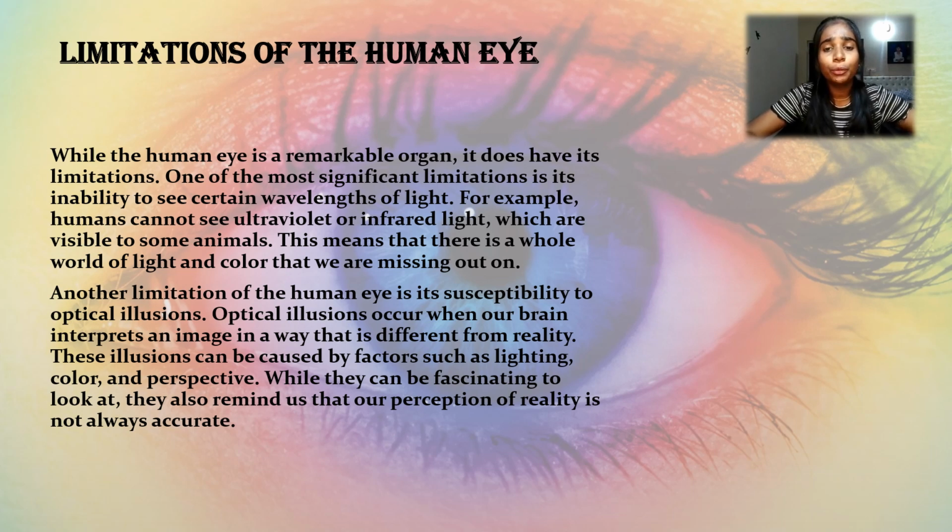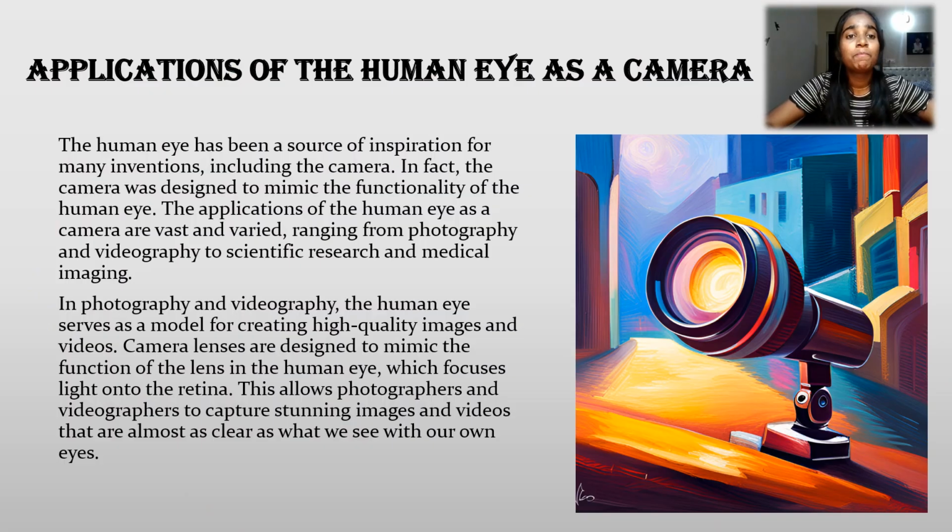Another limitation of the human eye is its susceptibility to optical illusions. Optical illusions occur when our brain interprets an image in a way that is different from reality. These illusions can be caused by factors such as lighting, color, or perspective. While they can be fascinating to look at, they also remind us that perception of reality is not always accurate.